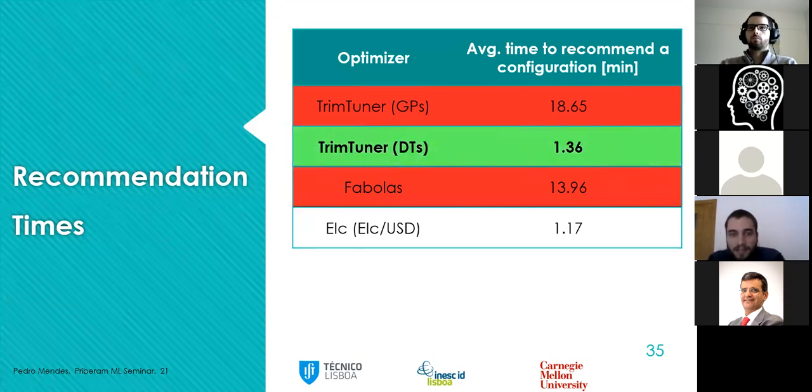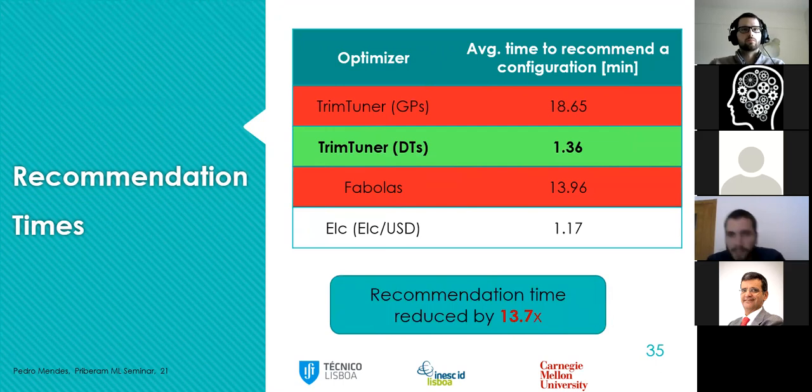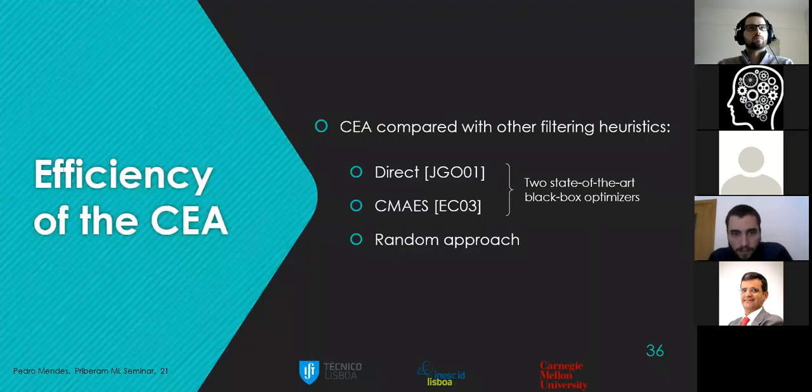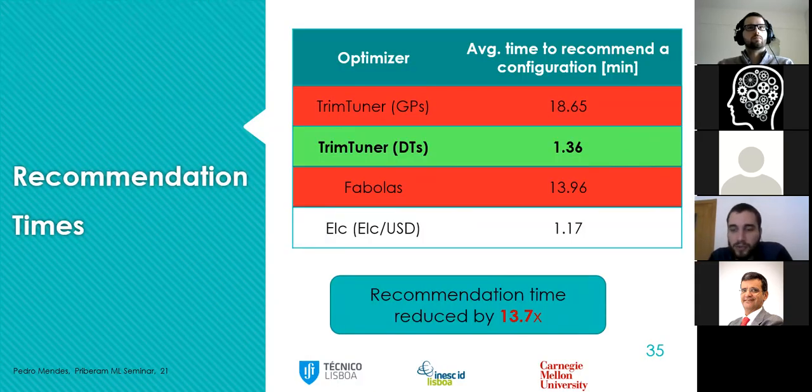However, we can tackle this problem using an ensemble of decision trees, and we see that we can reduce the cost by up to approximately 13 times. And as we saw in the previous plots, we do not lose any performance in the system. So the system is able to recommend feasible optimal configurations both when GPs and DTs are used while reducing the optimization cost.